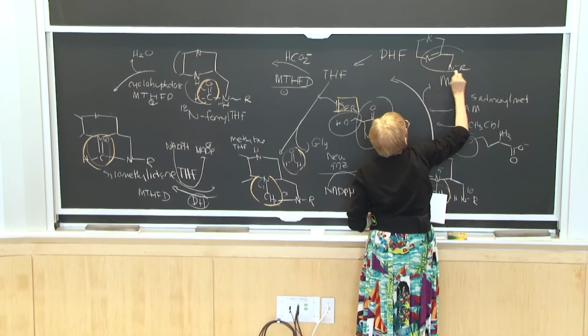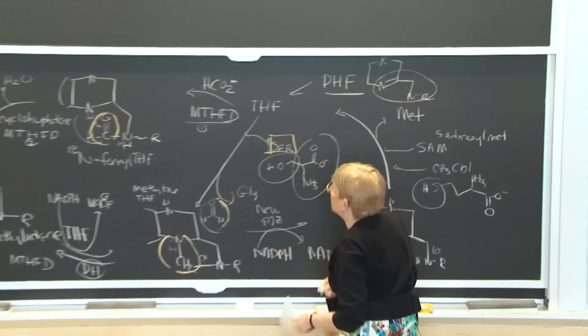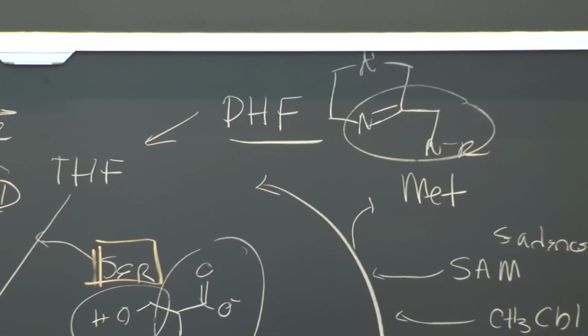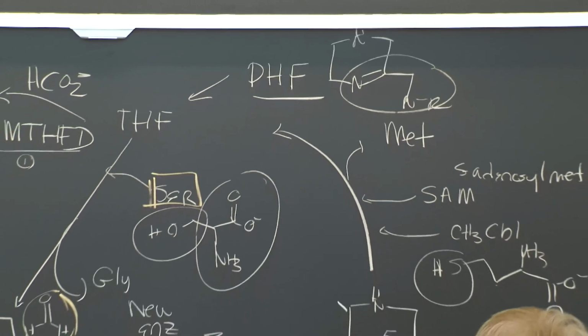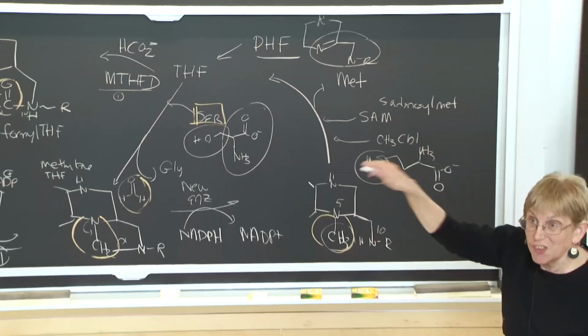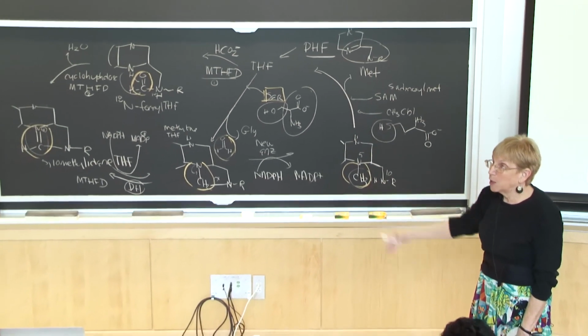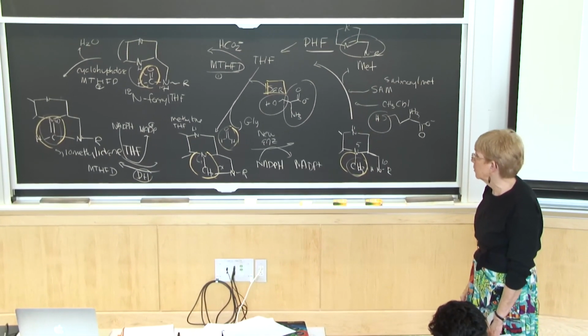Okay, so this is dihydrofolate. And that's a major player in pyrimidine metabolism to make thymidine. Okay, and I'm not going to have time to talk about this. But folate is a central player in both purine and pyrimidine metabolism. And people have spent a lot of time thinking about it.